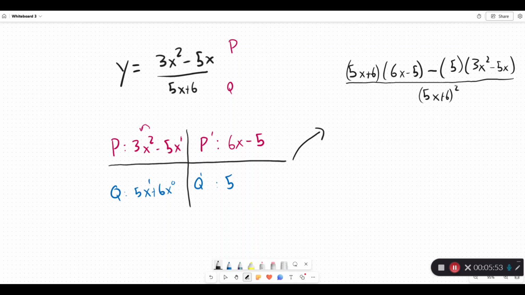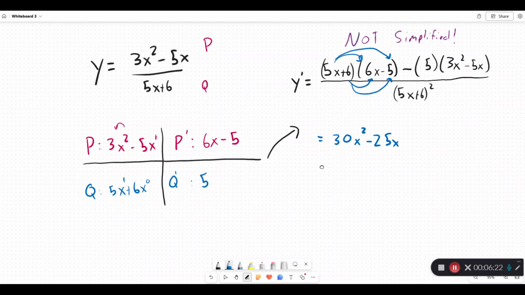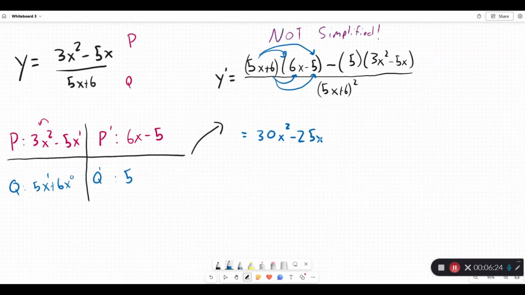Now, on the specific example that I want to take a look at, this, I need to point out, is not simplified. So we do need to do some simplification. How are we going to do that? Well, the first thing we're going to do is we're going to FOIL out this term. We'll say it's 30x squared minus 25x. Let me scooch over a smidge to grab myself some more room.